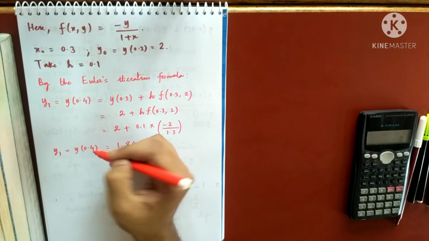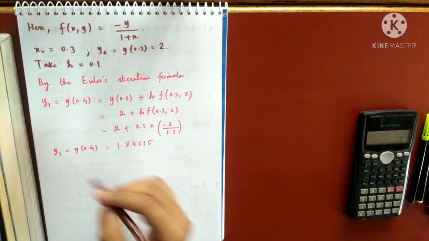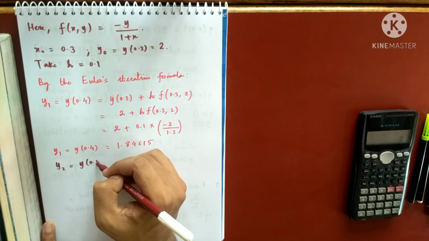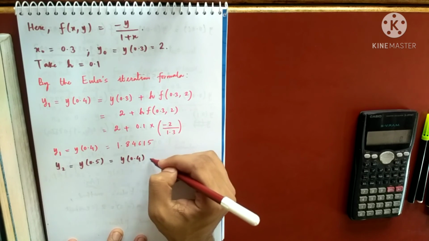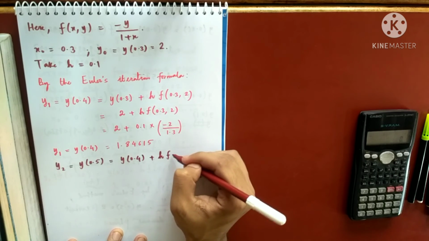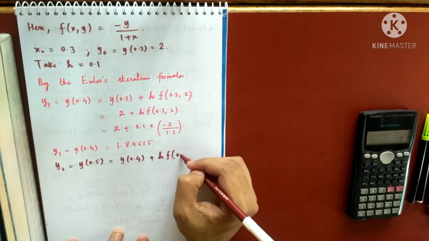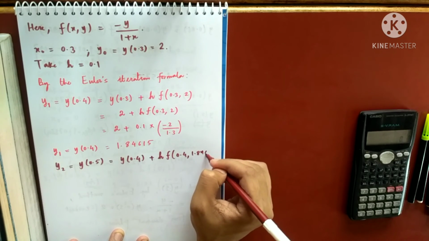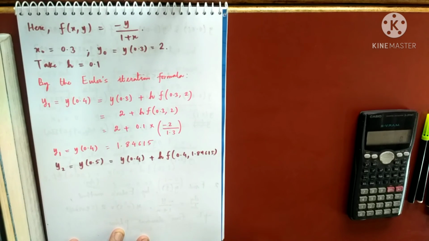Next, we will go for the second iteration. What is the second iteration? y2, which by Euler is nothing but y at 0.5, which is y at 0.4 plus h times f of x, the previous value of x and y. The previous value of x is 0.4 and the previous value of y is 1.84615. Please compute this and tell me what you are getting.